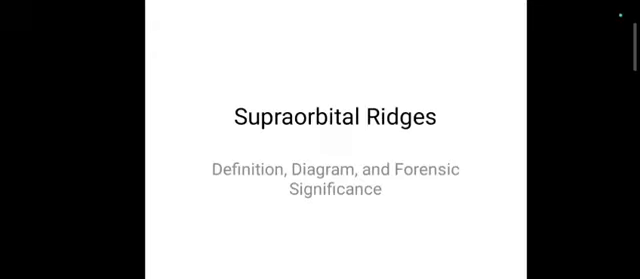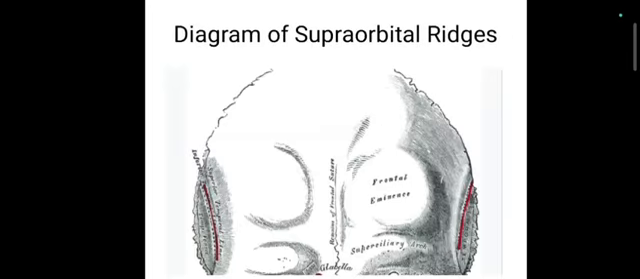So today we are going to see a very short topic related to forensic anthropology, that is supraorbital ridges. Before I explain about supraorbital ridges, you want to have a very clear idea where the supraorbital ridges come in the skull. We all know that supraorbital ridges are in the skull. If you see the image, it will be very clear. First you have to know where the supraorbital ridges are located.